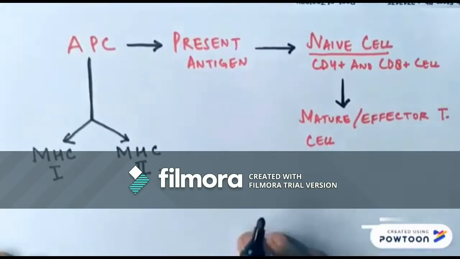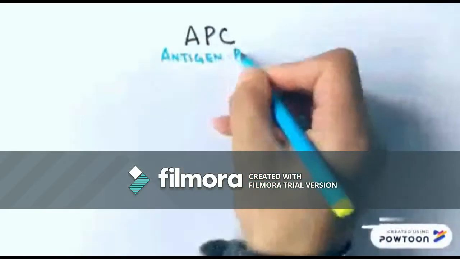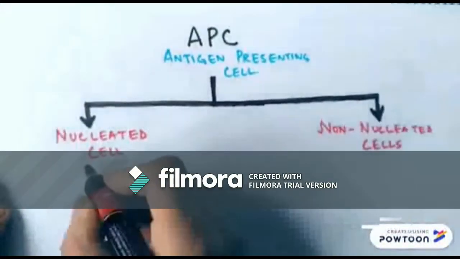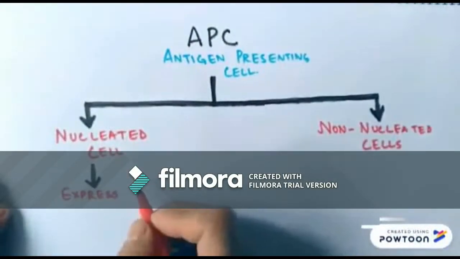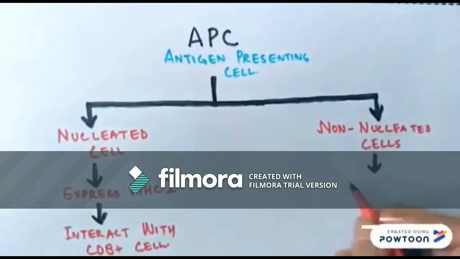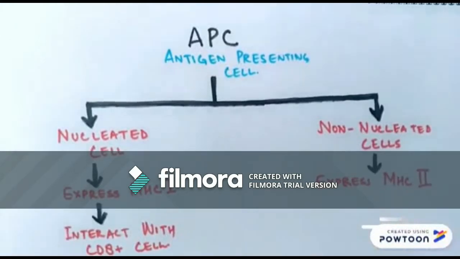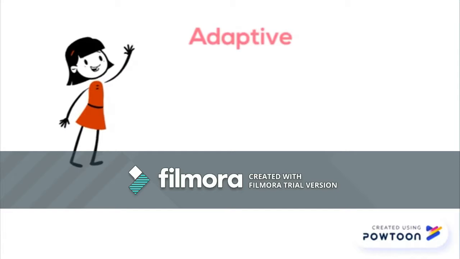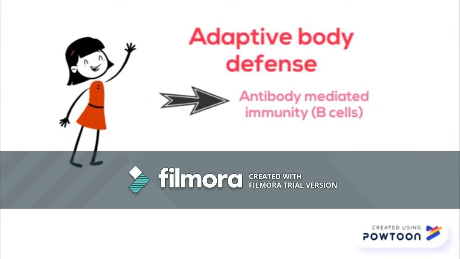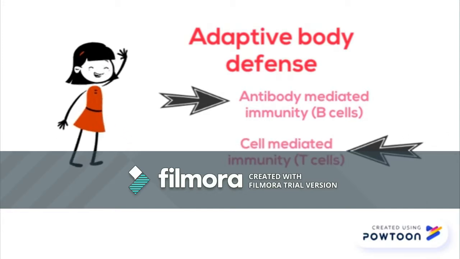There are two types of APC. First is nucleated cell that expresses MHC1 and interacts with CD8 plus cell. Second is non-nucleated cell that expresses MHC2 and interacts with CD4 plus cell. There are two types of adaptive body defense. First is antibody-mediated immunity, which involves B cells. Second is cell-mediated immunity, which involves T cells.